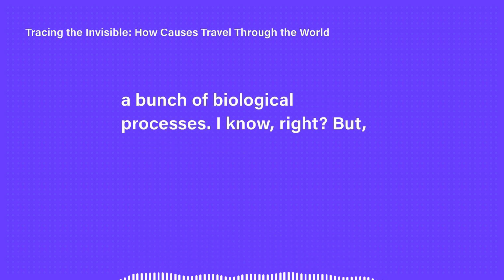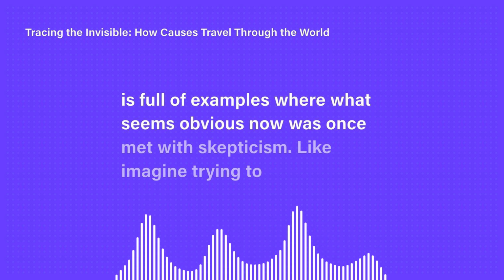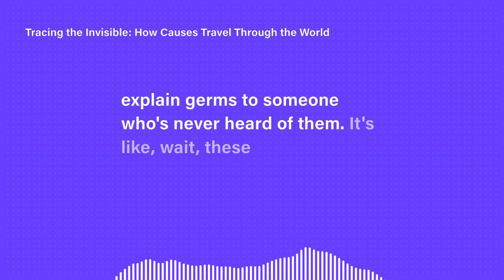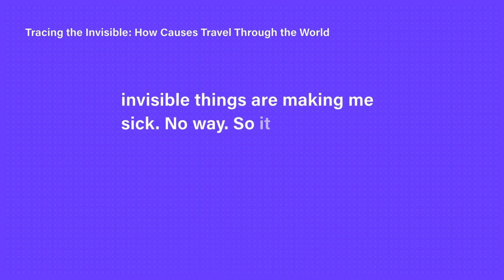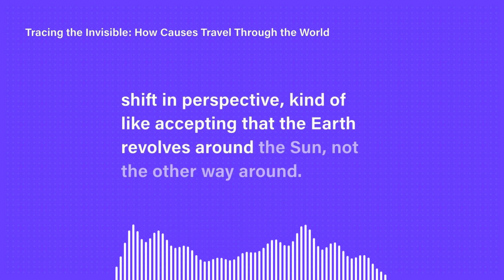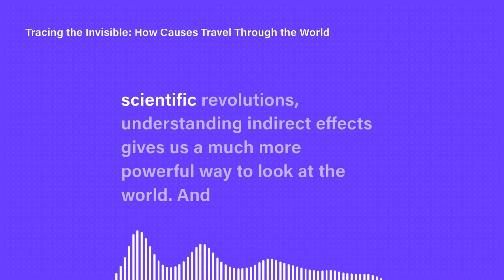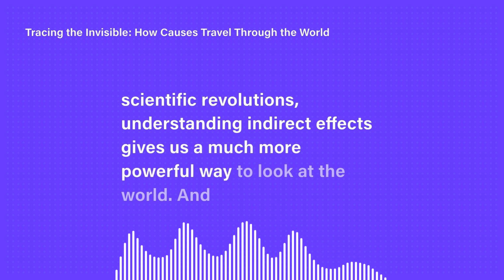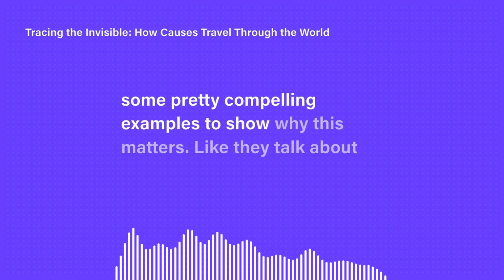I know, right? But science is full of examples where what seems obvious now was once met with skepticism. Like imagine trying to explain germs to someone who's never heard of them. It's like, wait, these invisible things are making me sick? No way. So it takes a shift in perspective, kind of like accepting that the Earth revolves around the sun, not the other way around. Exactly. And just like those scientific revolutions, understanding indirect effects gives us a much more powerful way to look at the world. And the chapter uses some pretty compelling examples to show why this matters.